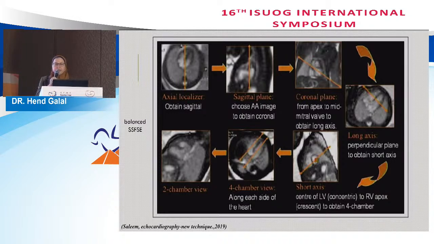This is a diagram to show you how we can take the cuts, starting with an axial localizer and then getting the half of the midline to get the sagittal plane. From the sagittal plane, directing into the aortic arch plane to get the ideal coronal plane, from which we cut from apex to mid-mitral valve to get the long axis view of the heart, from which we can get a short axis view, and from this short axis view we can get a 4-chamber and 2-chamber for each side of the heart.